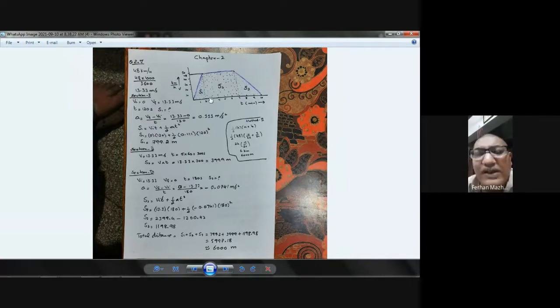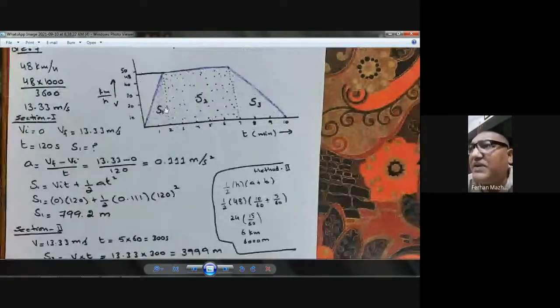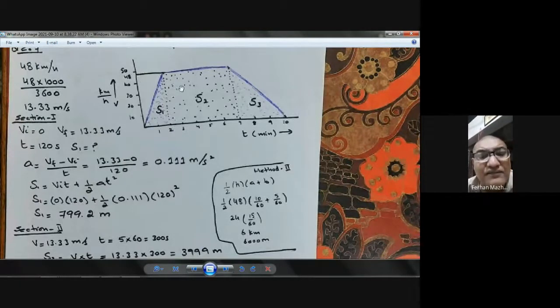But you can find out the distance traveled by this train very simply. You have this speed time graph. Here is the second method done. This speed time graph is shown here. You know the shape of this graph. The total distance traveled will be equal to the area under the speed time graph. This is a trapezium. I can find its area very easily: 1 by 2 into height into sum of parallel sides.